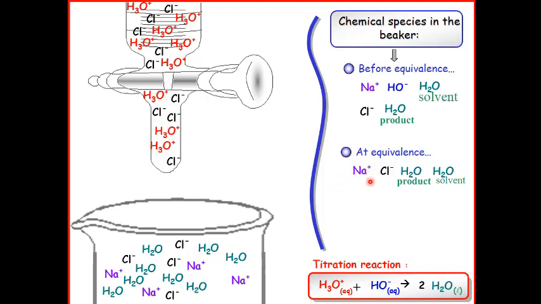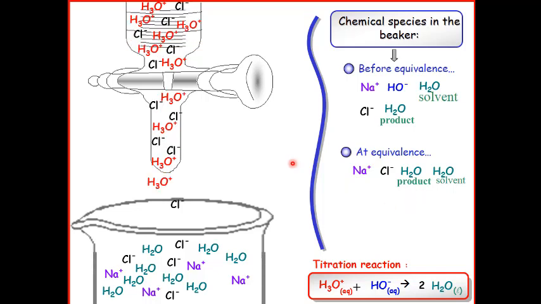So at equivalence, pay attention, we have those chemical species. The Na+, which is a spectator ion coming from the base, the Cl-, which is a spectator ion coming from the acid, and water, which is a solvent. And as I can see, you don't have to make this distinction. So in exercises, when you will be asked about the species present at equivalence, you have to list three: the Na+, which is a spectator, the Cl-, which is a spectator, and H2O.